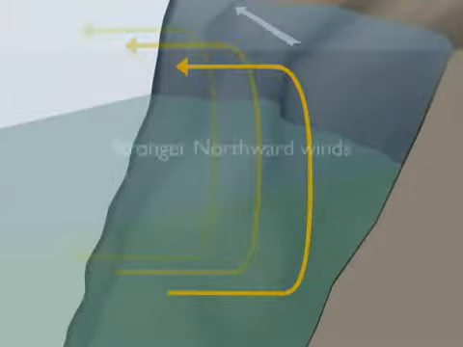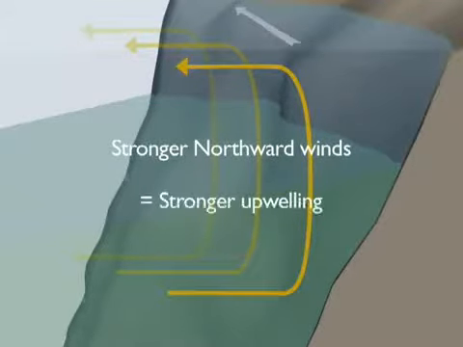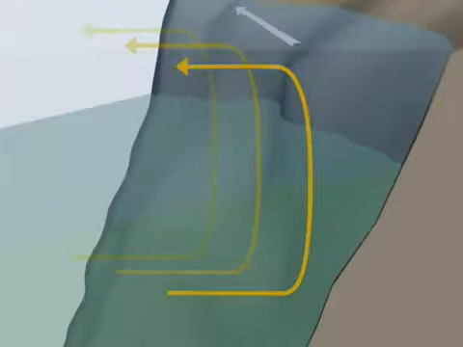Since the northward winds are stronger in an El Niño year, the upwelling forces are also stronger. Some believe that the Peruvian upwelling weakens during an El Niño event, when in fact it becomes stronger. Field data confirm this effect.